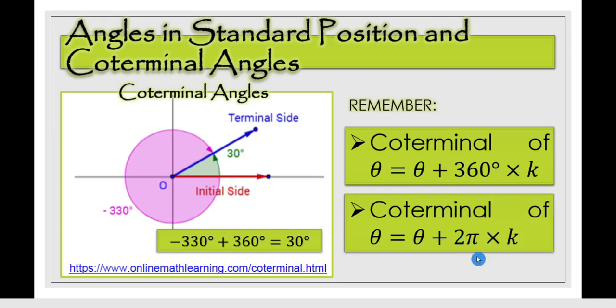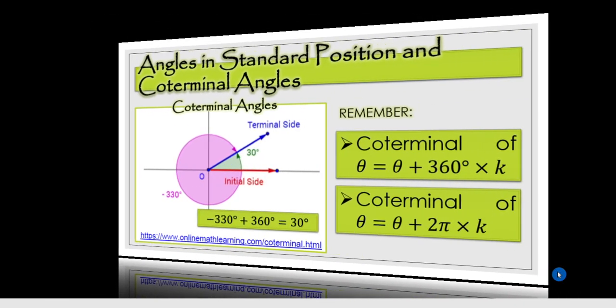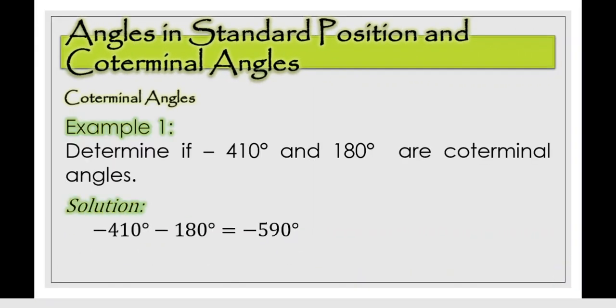Kapag naman radian measure ang binigay, which is madidiscuss mamaya, ito yung gagamitin natin. The angle is equal to the given angle plus 2 pi times k. So, let's have more examples about coterminal angles.